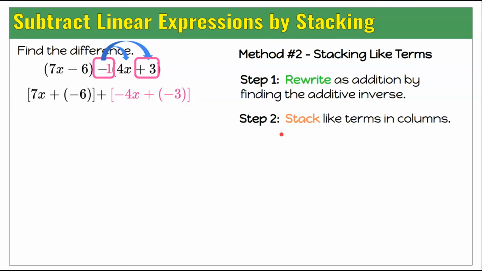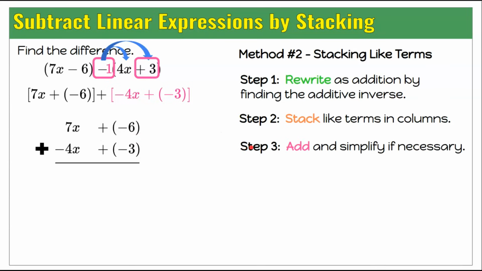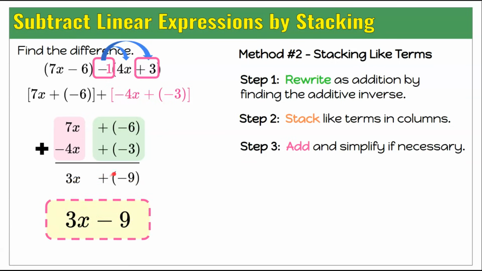Now I'm going to stack like terms in columns. So 7x add negative 6, and my negative 4x add negative 3. So I have my step 3 now, where I'm going to add my like terms and simplify if necessary. So I have my variable terms and my constant terms. 7x and negative 4x are 3x. Negative 6 and negative 3 are negative 9. And now 3x add negative 9 in its simplest form is 3x subtract 9.